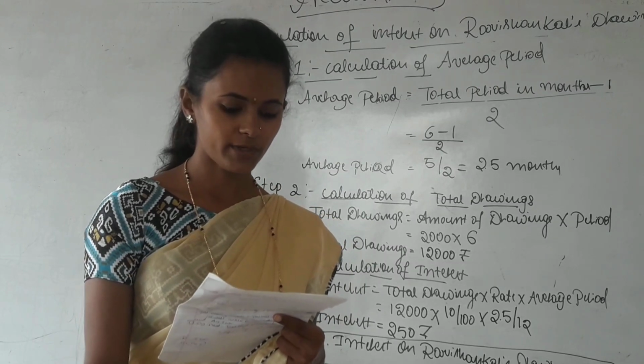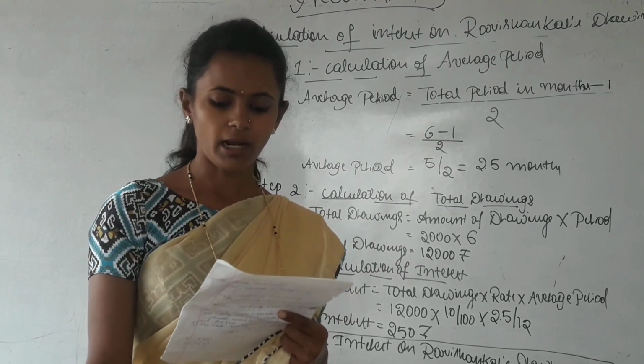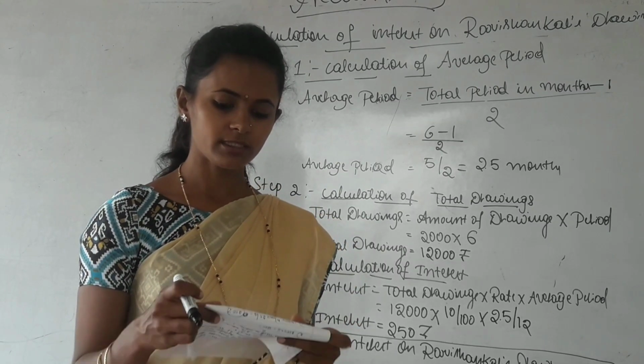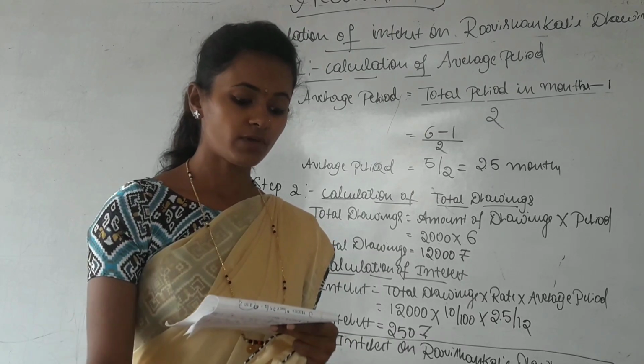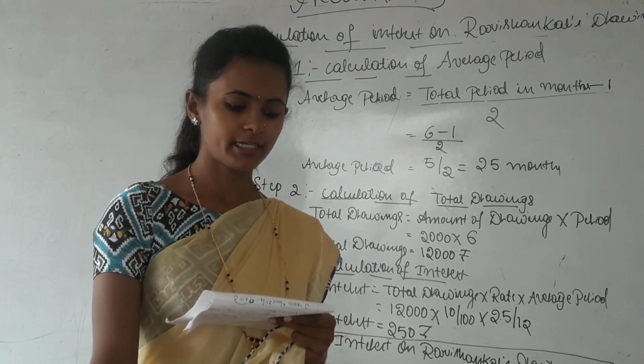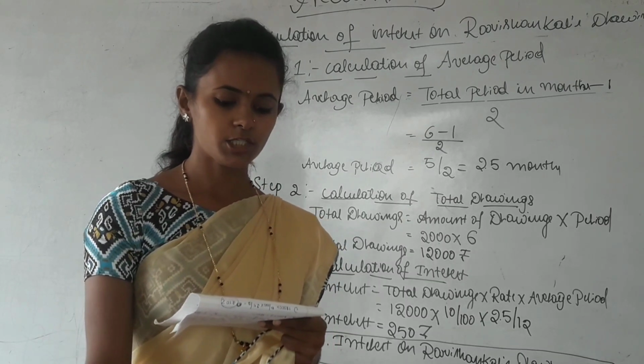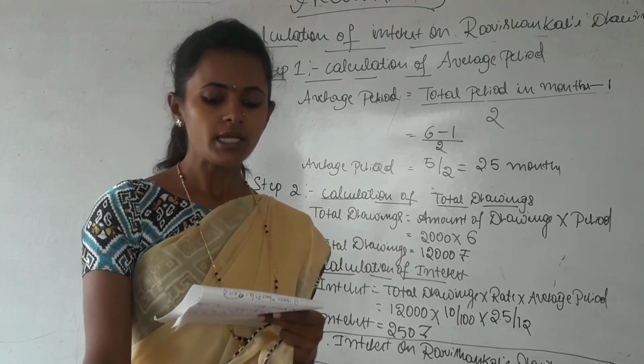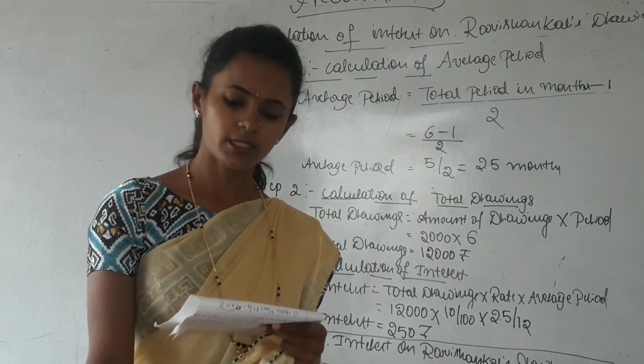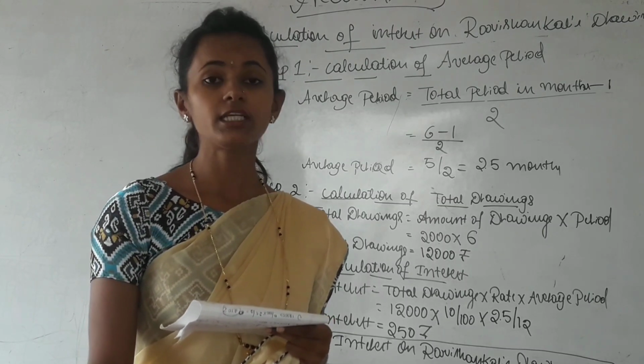I will read the question. Mr. Akash, a partner, withdrew rupees 3,000 on the 15th of every month for the half year ending 30th September 2013. So Akash, a partner, has been given drawings. He used to draw rupees 3,000 regularly, that is on the 15th of every month.